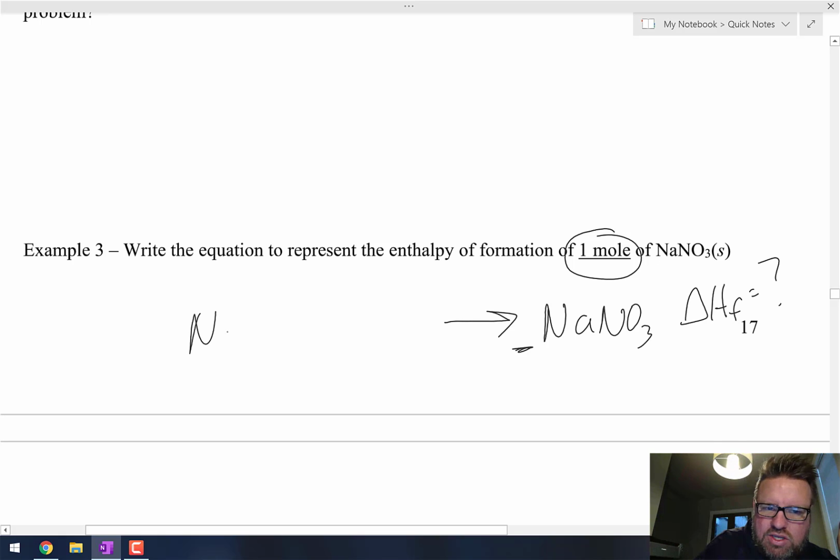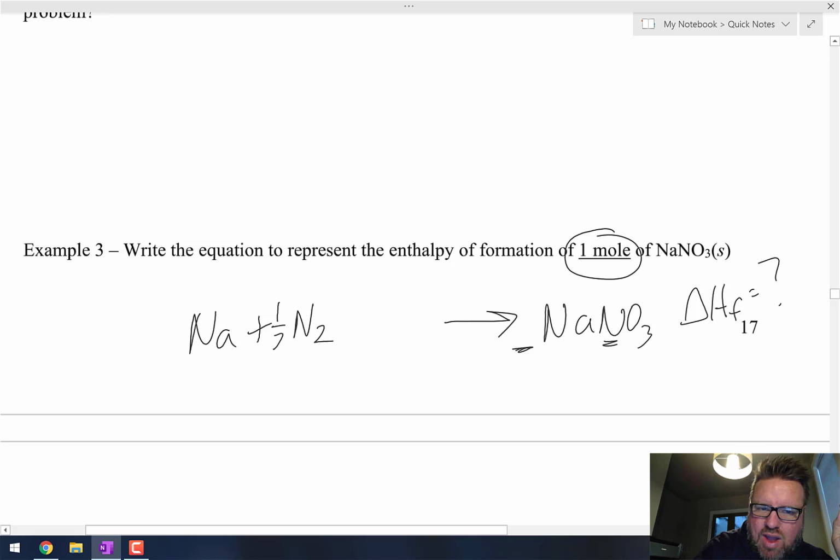So, okay, we're going to have Na, that's no problem. But then we have nitrogen, and nitrogen is a diatomic molecule, but we can only have 1 atom of nitrogen. So we have to write it as N2, but how can we have N2 just be 1 nitrogen atom?